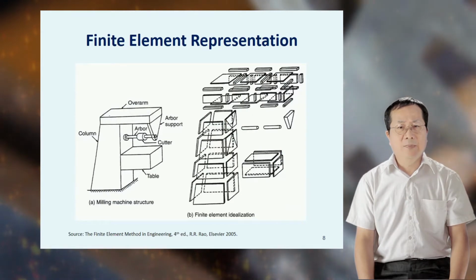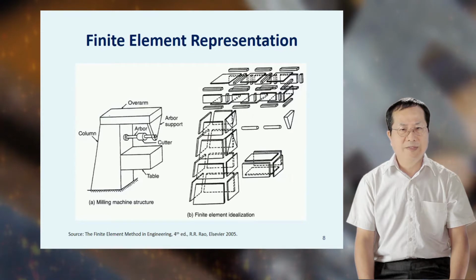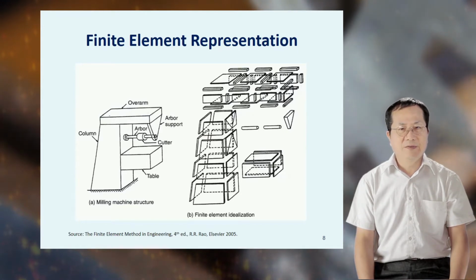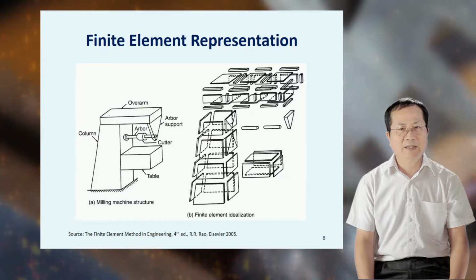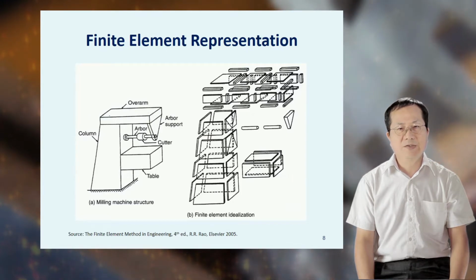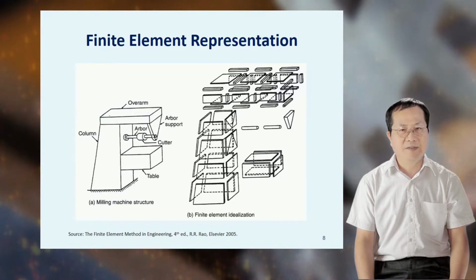As an example of how a finite element model might be used to represent a complex geometric shape, consider the milling machine structure as shown. Since it is very difficult to find the exact response, like displacement and stresses of the machine under any specific cutting conditions, the structure is approximated as composed of several pieces in the finite element model.